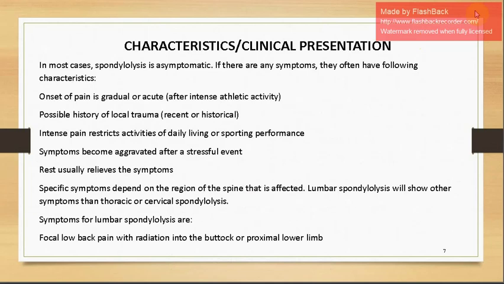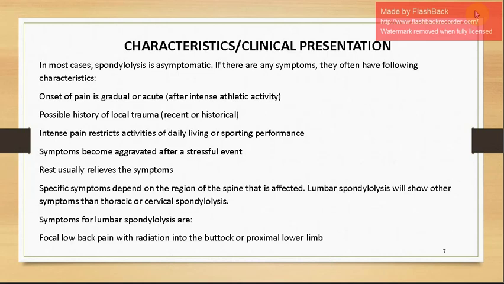What are the characteristics? It is mostly asymptomatic. If there are any symptoms, they often have the following characteristics. Pain is gradual or acute after intense athletic activity. Possible history of local trauma. Intense pain restricts the activities of daily living or sporting performance. It becomes aggravated after a stressful event. Rest usually relieves the symptoms, and the specific symptoms depend on the region of the spine that is affected.